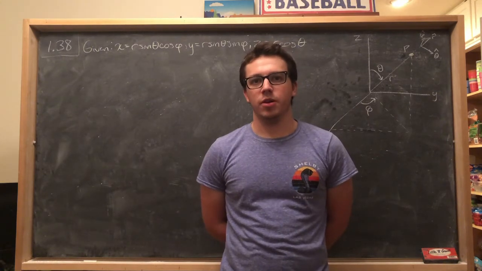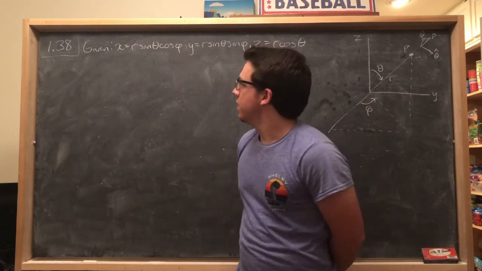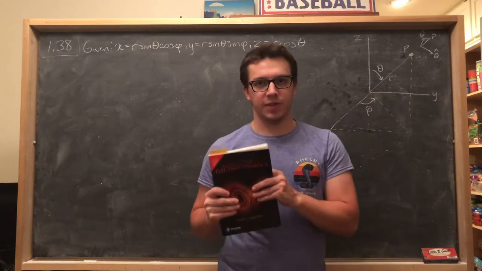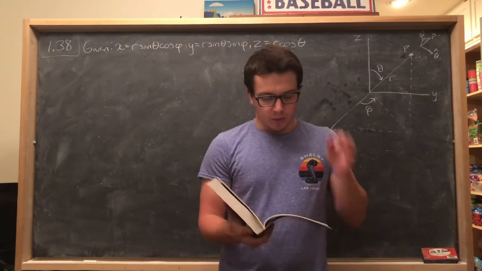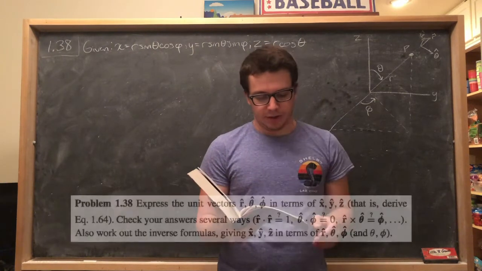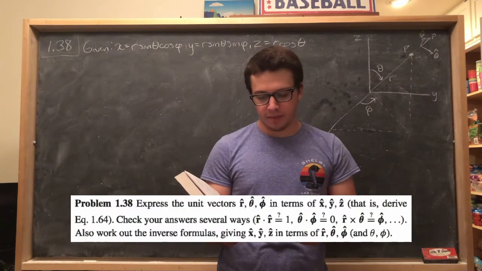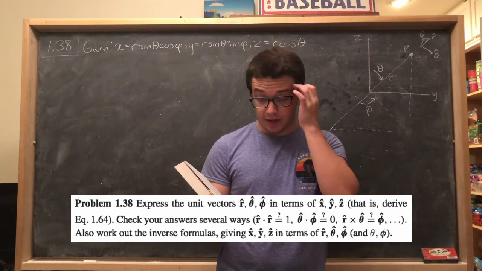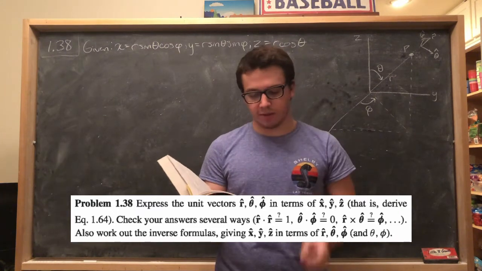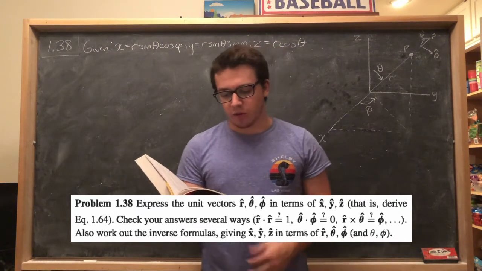Today, we're going to be doing problem 1.38 in Griffiths E&M. 1.38 asks us to express the unit vectors r hat, theta hat, phi hat in terms of x hat, y hat, z hat. That is, derive equation 64. Check your answers several ways.